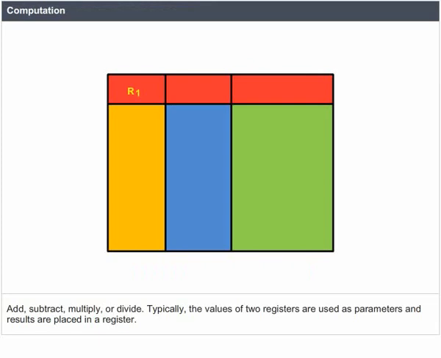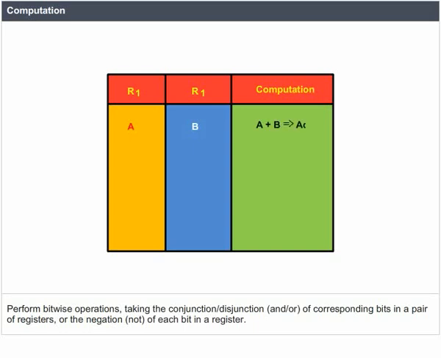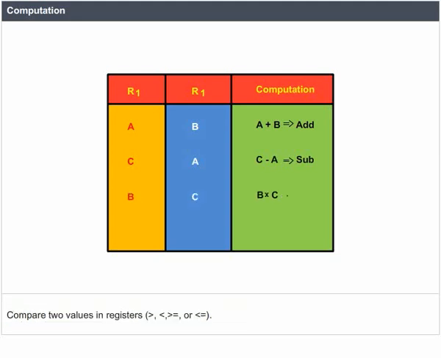Computation: add, subtract, multiply or divide. Typically, the values of two registers are used as parameters and results are placed in a register. Perform bitwise operations, taking the conjunction (AND) or disjunction (OR) of corresponding bits in a pair of registers, or the negation (NOT) of each bit in a register. Compare two values in registers: greater than, lesser than, greater than or equal to, or lesser than or equal to.